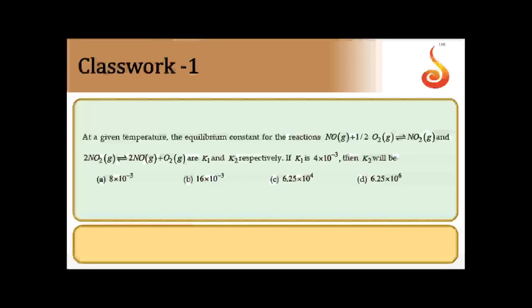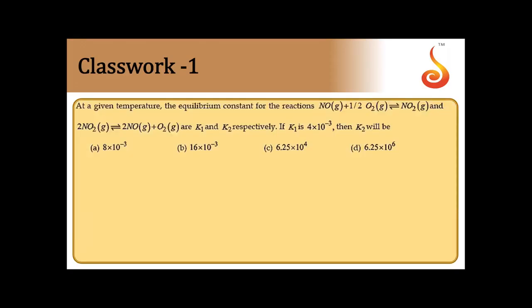At a given temperature, the equilibrium constants for the reactions NO plus half O2 giving rise to NO2, and 2NO2 giving rise to 2NO plus O2, are K1 and K2 respectively. If K1 is given as 4 into 10 to the power of minus 3, then find the value of K2. We are observing the first two equations which are given to us.